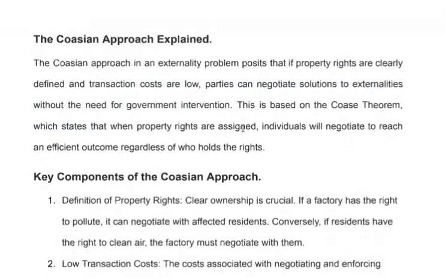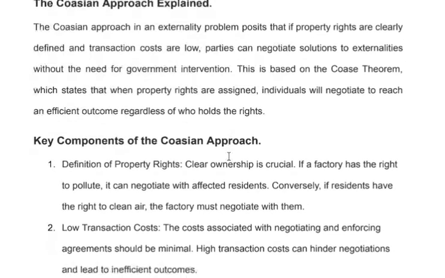The Coasian approach explained. The Coasian approach in an externality problem posits that if property rights are clearly defined and transaction costs are low, parties can negotiate solutions to externalities without the need for government intervention. This is based on the Coase theorem, which states that when property rights are assigned, individuals will negotiate to reach an efficient outcome regardless of who holds the rights.